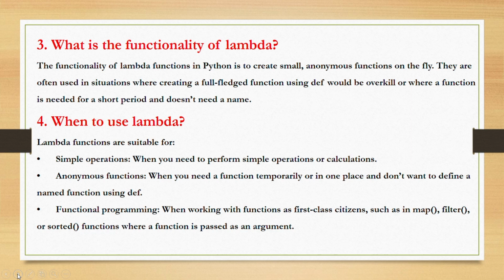Exactly. So we have functional programming. When working with functions as first-class citizens, such as the map, filter, or sorted functions, you get it, where a function is passed as an argument. We have already seen the map and the filter, right? We saw the map, the filter, the reduce. All of these we saw in the examples I explained just a few minutes ago.